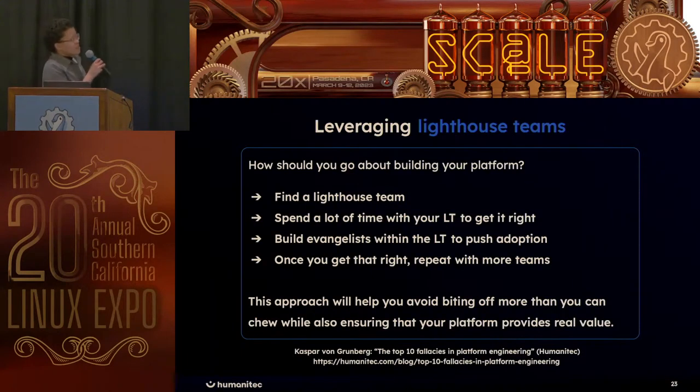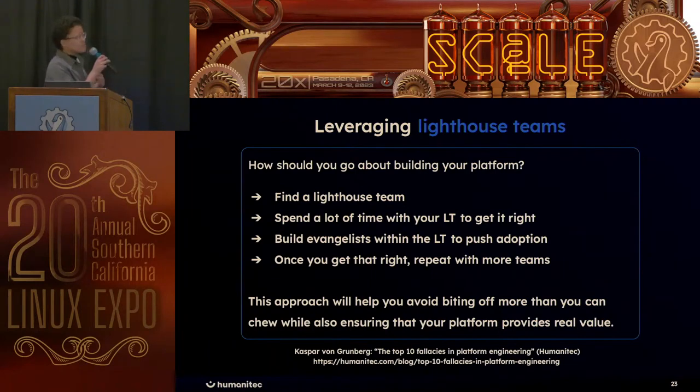Now, the second part of platform as a product is going to be leveraging lighthouse teams. A lot of teams will come and ask, well, how do we go about building our platform? What do we build first? This is one approach that we found is most successful, and that is to find a lighthouse team within your organization. You're going to want to spend a lot of time with this team to figure out what features they need, what sort of lines of communication you need, and you're going to spend a lot of time refining your approach so that you get it right.